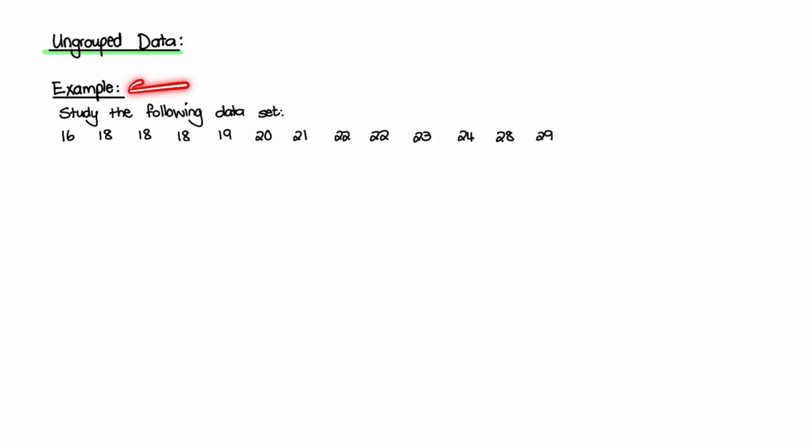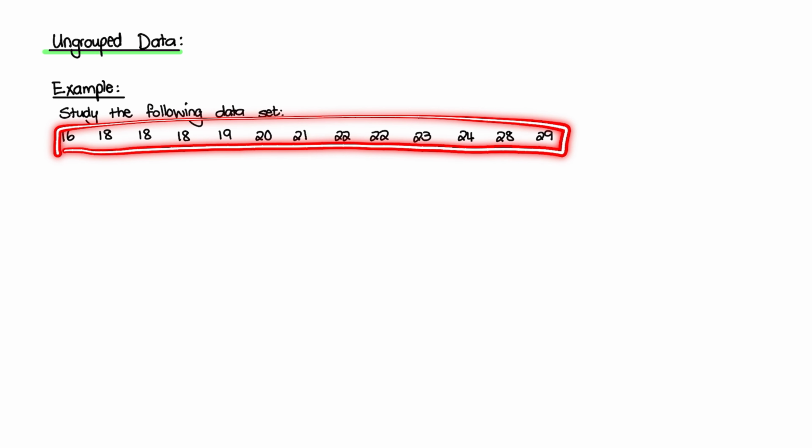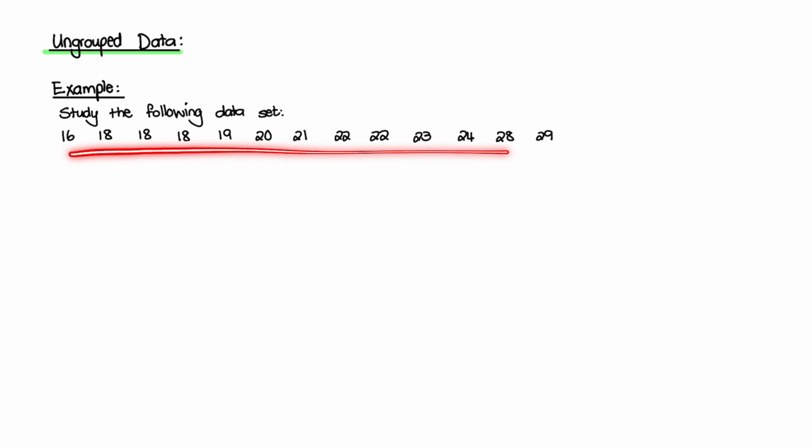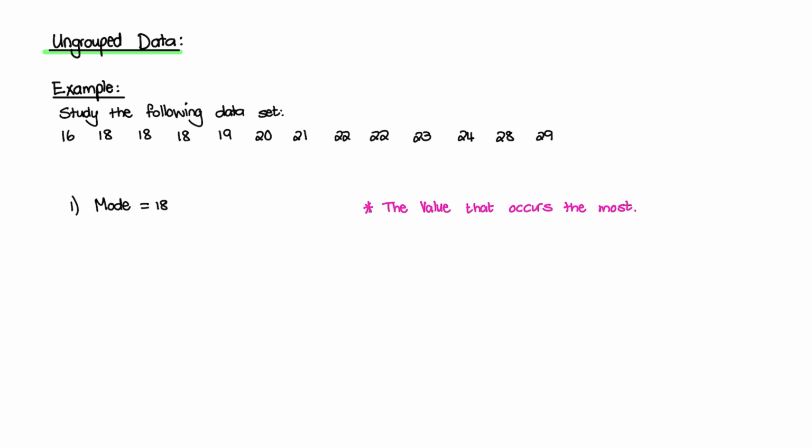In this video, we'll focus on ungrouped data. In our example, we want to study the following data set and we are given these data points. This can represent ages or marks or weight or length or distance or anything like that. That's not relevant. But what we do know is that we have a few data points to consider. In ungrouped data, the data is not grouped together, so every data point is standing by itself.